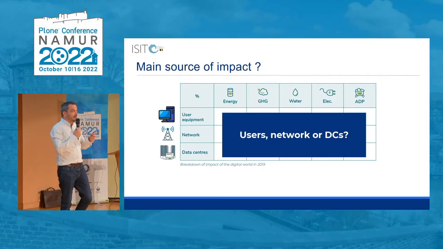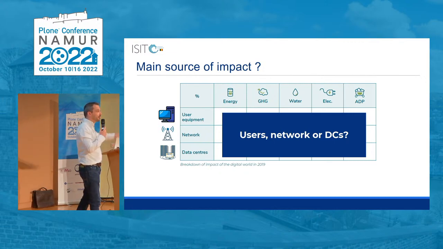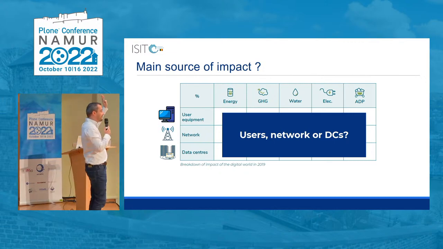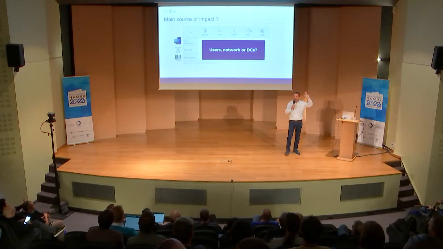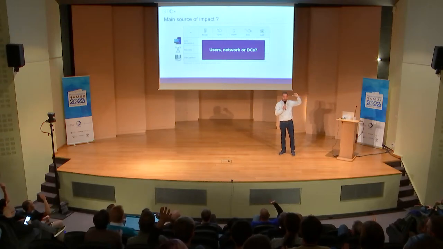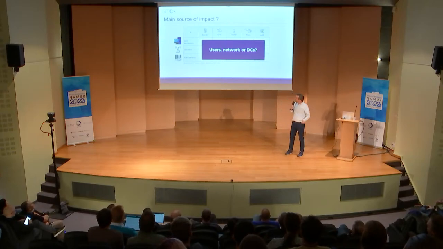Which one do you think is the biggest polluter? Is it data center, network, or user equipment? Data center. Okay. Networks? Not many. User equipment? Not bad. There seems to be a small majority on user equipment.